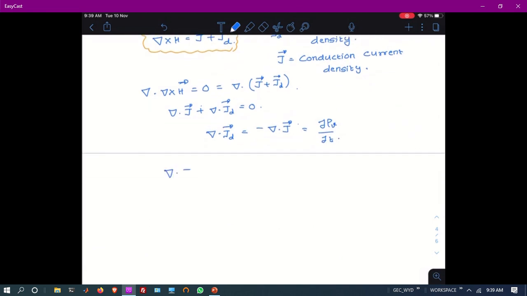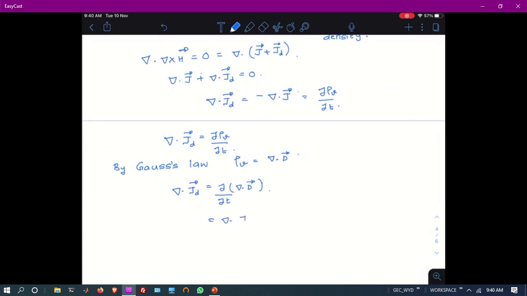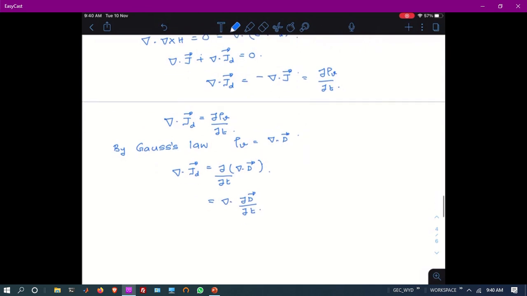So we have del dot JD is equal to dou rho v by dou t, but by Gauss law rho v is equal to del dot D. This we have already seen, so I can substitute this. So del dot JD is equal to dou by dou t of del dot D. So this I can write as del dot dou D by dou t. So JD, the displacement current density, is equal to dou D by dou t. So displacement current density is the rate of change of electric flux density.